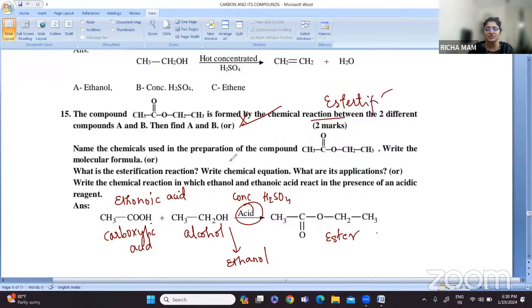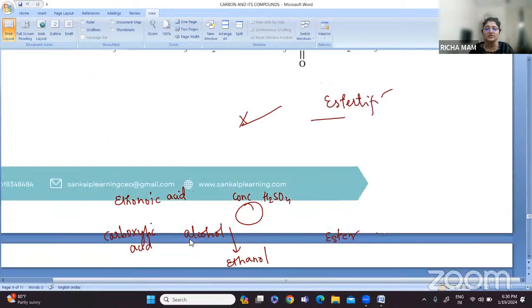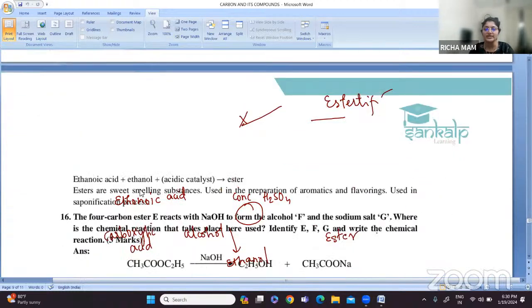Now, name the chemicals used in the preparation of the compound, write the molecular formula. So this is also clear. The molecular formula is written, and the type of reaction it is undergoing is an esterification reaction. So ethanoic acid plus ethanol in the presence of an acidic catalyst gives you ester. So what are the properties of these esters?